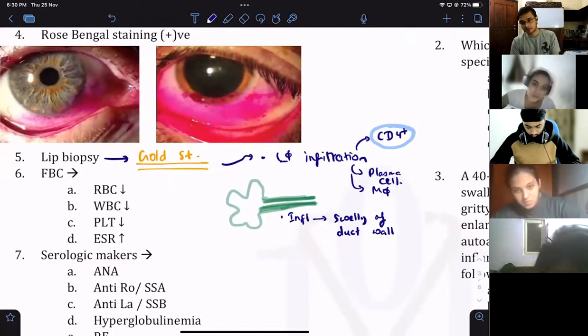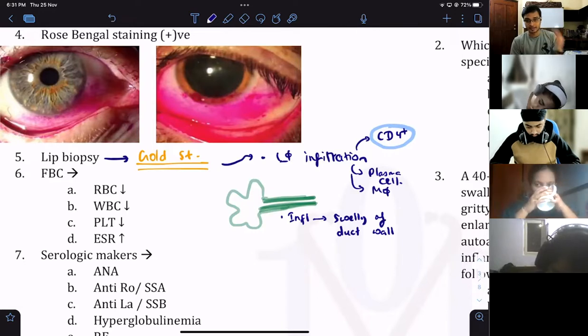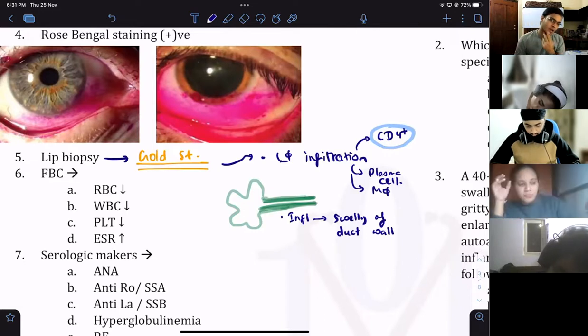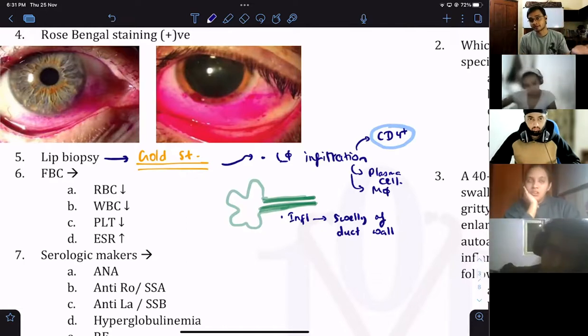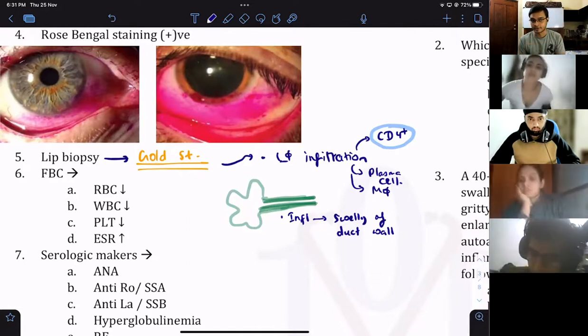I did not come across a question where they want you to differentiate between HIV and Sjogren's, right? I did not come across such a question, but just know it in case one fine day it comes, right? CD4 plus versus CD8 plus, right? Because if you look at Kumar and Clark, if you look at Harrison's, they have clearly mentioned that difference. So very important.